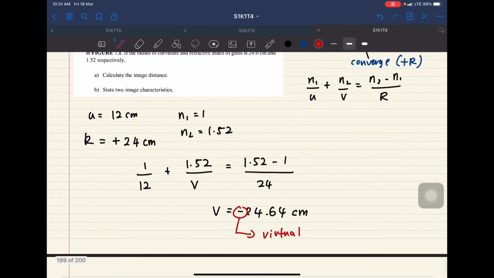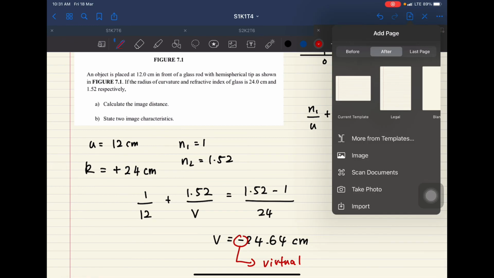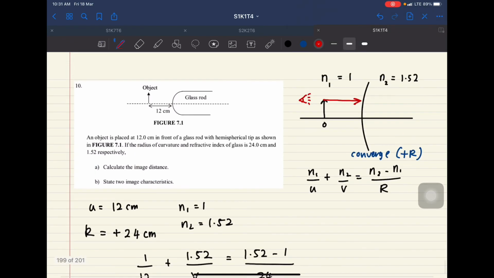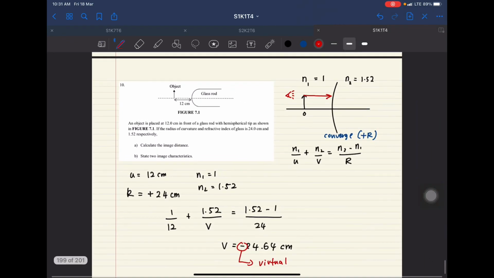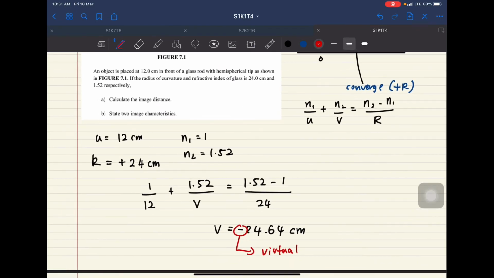Okay. But remember, this one is slightly different than the mirror itself, because virtual here means, okay, you can see here. Okay, this is the object. Light is supposed to pass through. The image should be formed somewhere over here. So this part is real. Okay. This one will be virtual. Okay. So negative means virtual, and it means that it is on the same side as the object.